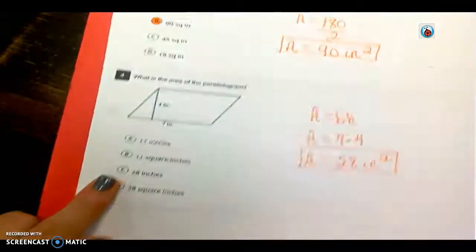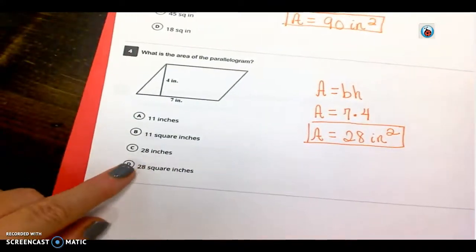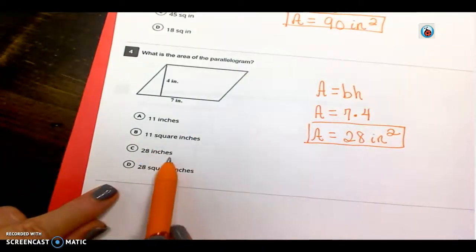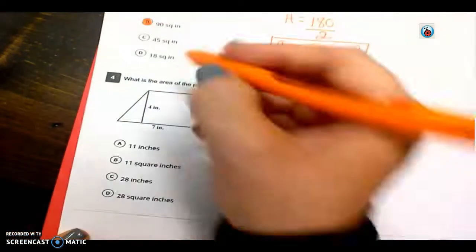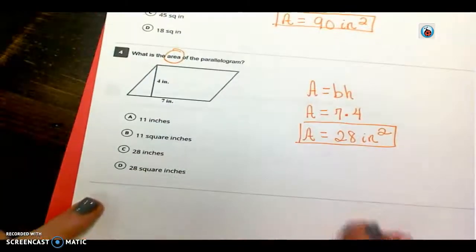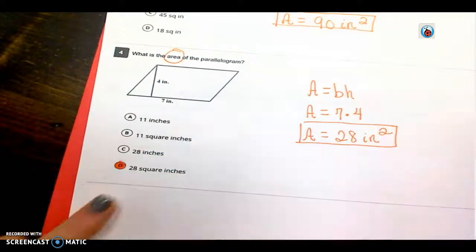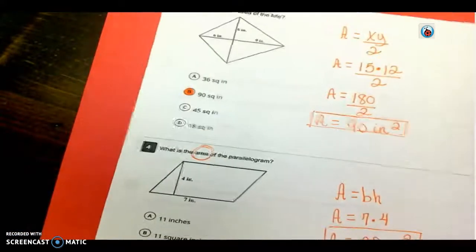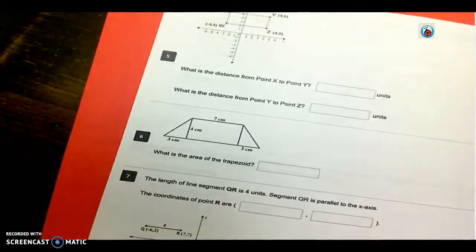Okay, so that, if we look closely, we have 2 that say 28. So we have to be real careful not to just jump on the first one that says 28. Notice one is 28 inches, the other one is 28 square inches. And we know we're dealing with area, and area is always squared. So we want to make sure we choose the correct units for it. Okay? All right. We're going to move on to number 5.